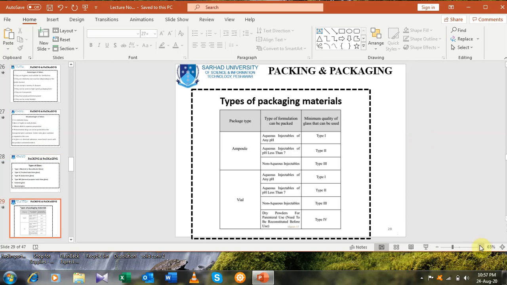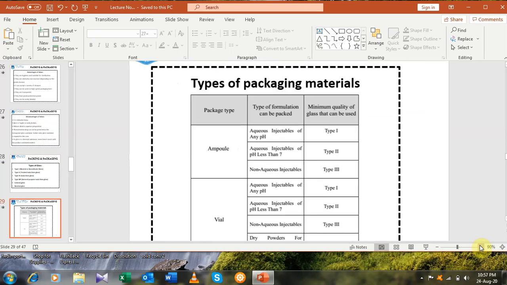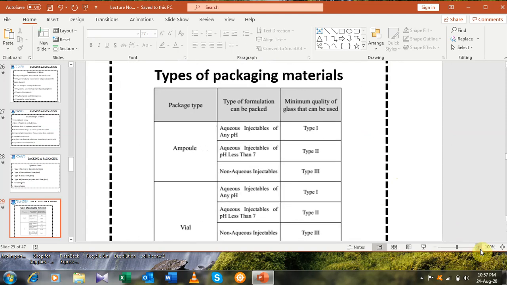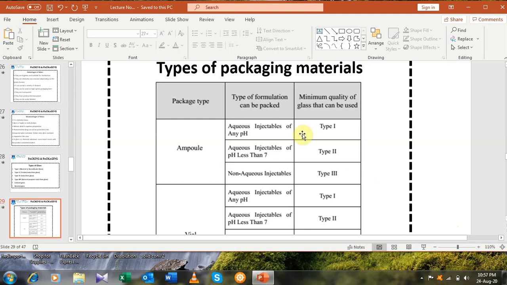You can see on the screen as well the different types of glasses, and zooming in, that is the packaging material and the type of formulation that can be packed, and the minimum quality of glass that can be used. That is required for aqueous injectables of any pH, then we prefer to use the type 1 glass. The minimum quality, that is the highly sensitive, is the type 1 glass.